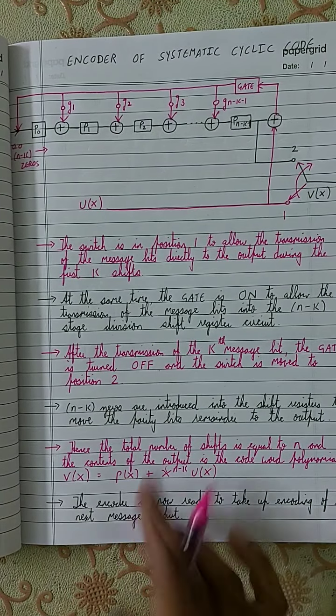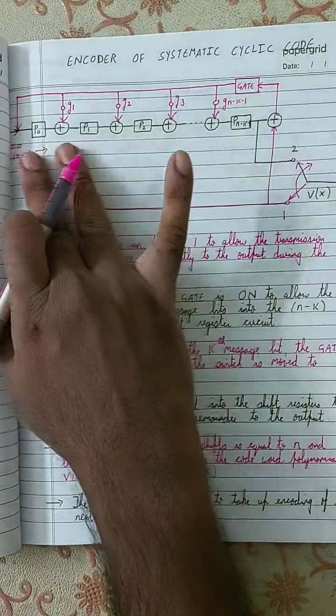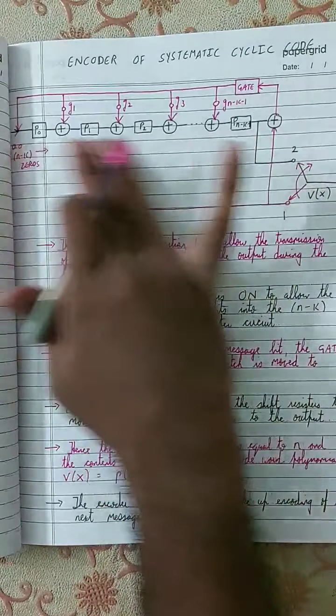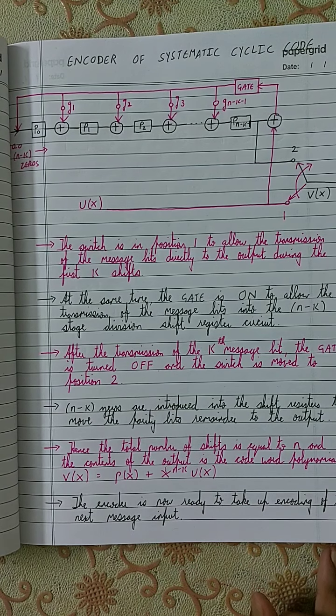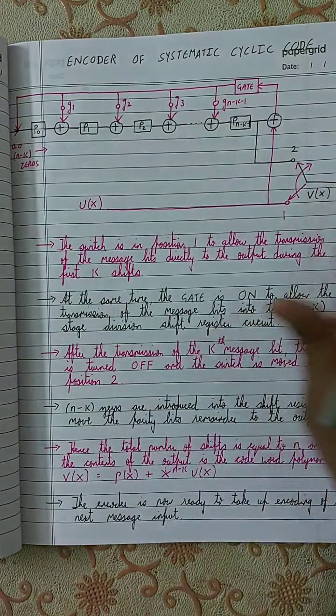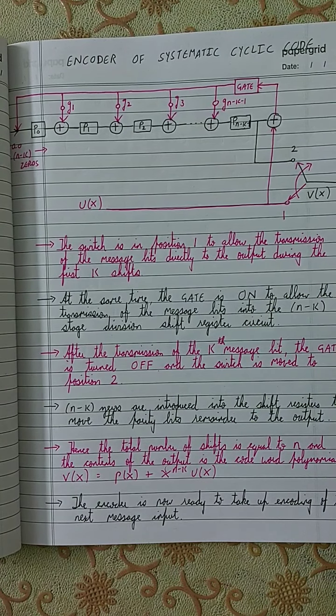The encoder, after all the zeros have been transmitted, now every shift register value has been cleared, all the values have now become 0. Hence the encoder is now ready to take up the encoding of the next message input. So this is the working of the encoder of a systematic (n, k) cyclic code.